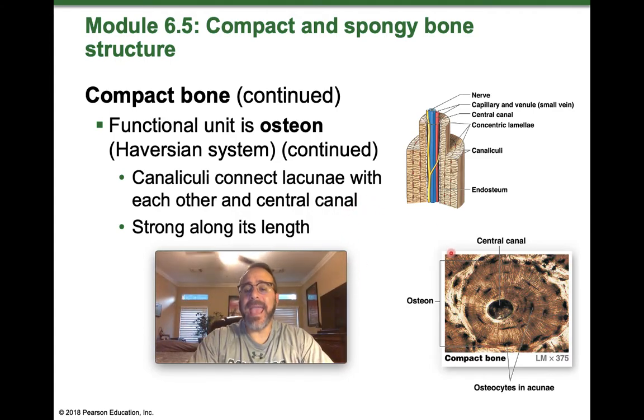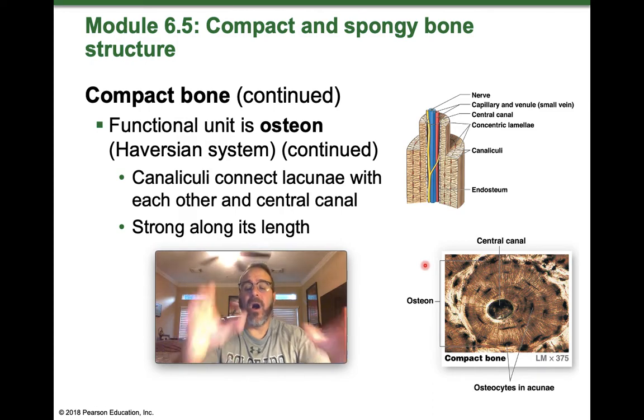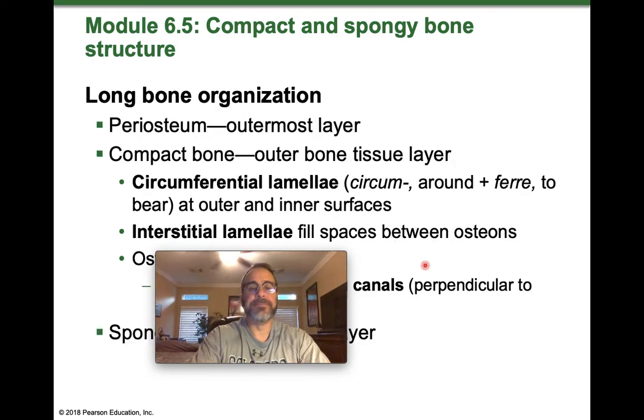All right, so the canaliculi, we already said, are those little black hair-like things that are coming out of the lacunae, and they allow the osteocyte that lives here to communicate with the osteocyte that lives there. It's strong all along the length of the bone.